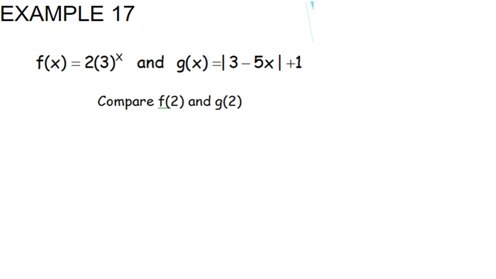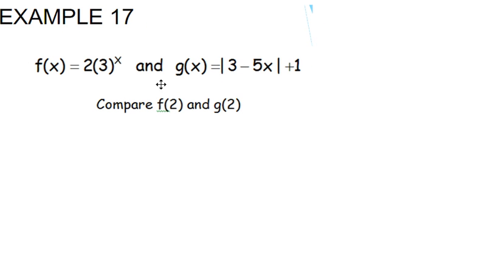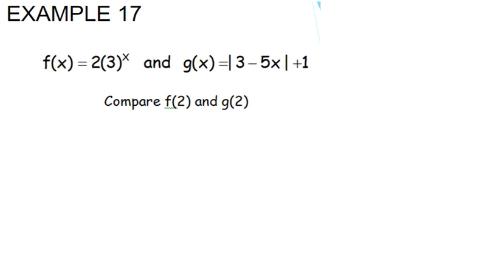In this example, we are comparing two functions, f of x, which is exponential, and g of x, which is an absolute value function. So the first thing we need to do is evaluate them at the values asked for. We're asked to compare f of 2 and g of 2, which means we need to evaluate both of these functions for x equals 2.